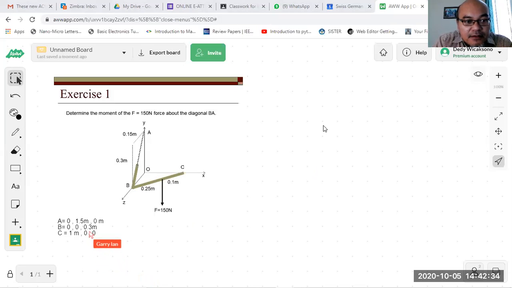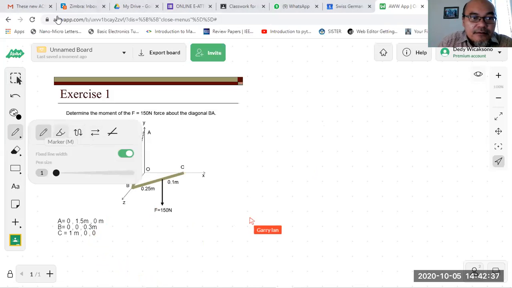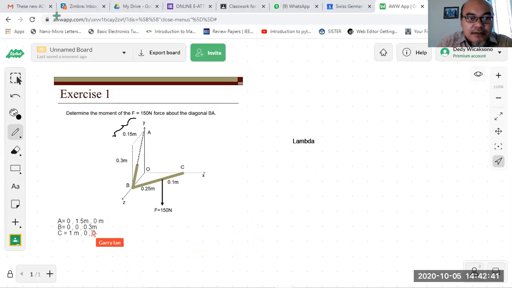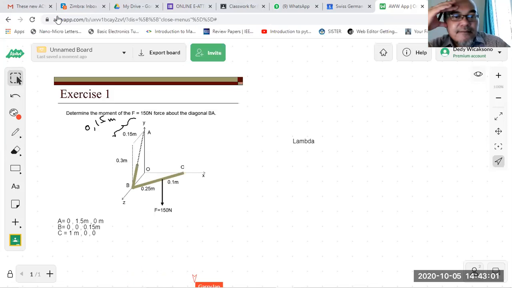0. How do you know that it is 0.3 meter? This is 0.5, yeah. Coordinate B, the distance here, is 0.15, OB. The distance from the origin to B is 0.15, yes. Okay, C you have to calculate using Pythagoras, right? 0.35 minus 0.15, square root, to find the x coordinate of C. The y is 0, the z is 0.